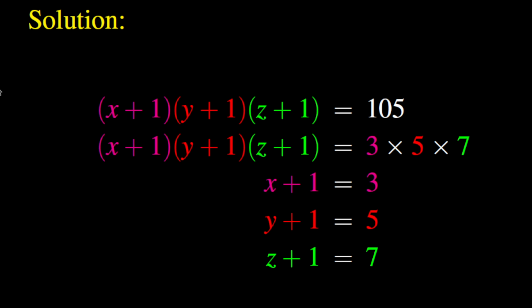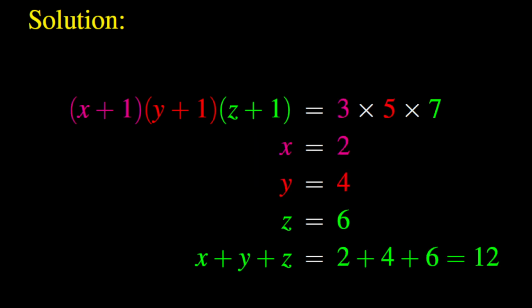Using the fact that x, y, and z are all positive integers, without loss of generality we can equate each factor on the left-hand side with one of the prime factors of 105. Thus we have x plus 1 equal to 3, y plus 1 equal to 5, and z plus 1 equal to 7. We, therefore, have x equals 2, y equals 4, and z equals 6. Moreover, the sum x plus y plus z equals 2 plus 4 plus 6, which is equal to 12.